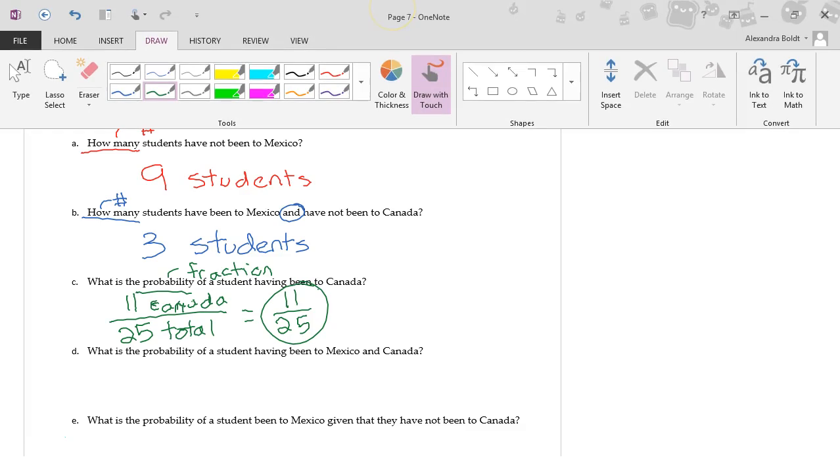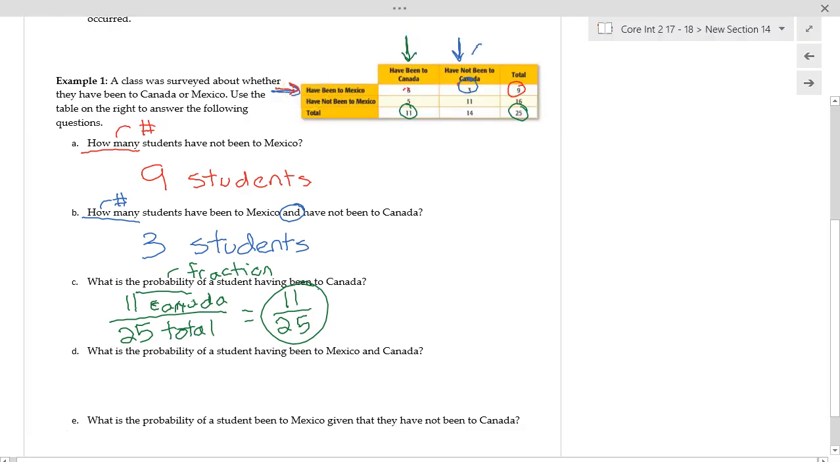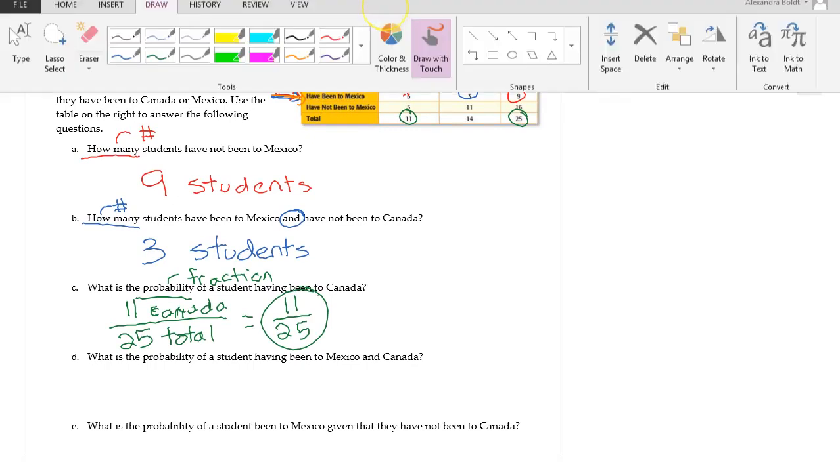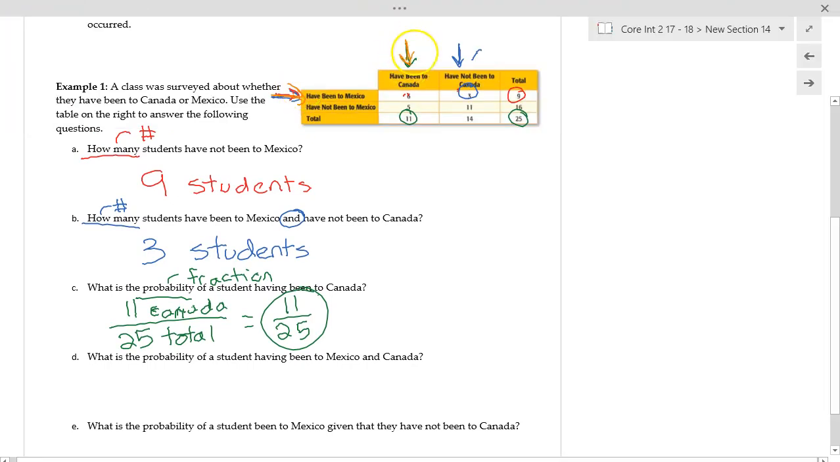Our next question: what is the probability of having been to Mexico and Canada? So again, I'm going to look at having been to Mexico and having been to Canada. What number is this? Well, there's 6 that have been to both.